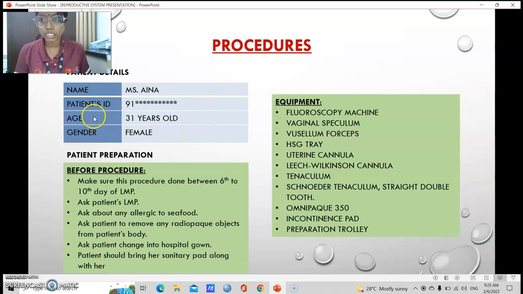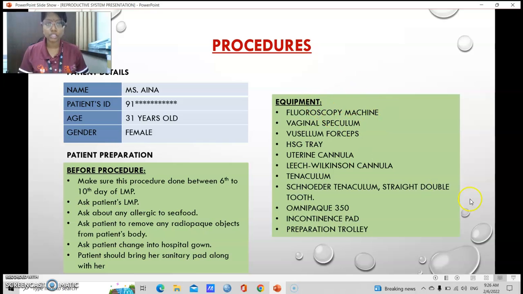Here are the procedures. This is my patient details, and there is the patient preparation before the procedure. Make sure this procedure is done between the 6th to 10th day of LMP. Ask the patient's LMP. Ask about any allergy to seafood or contrast media. Ask the patient to remove any opaque objects from the body. Ask the patient to change into a hospital gown. The patient should bring her sanitary pad along with her.